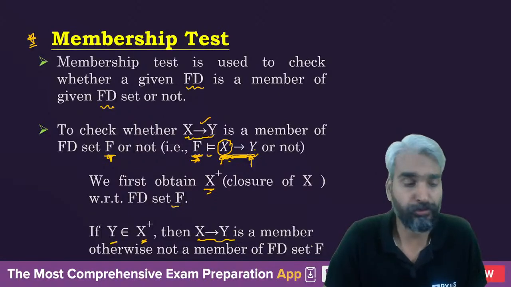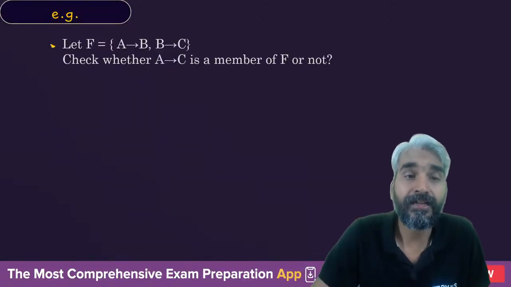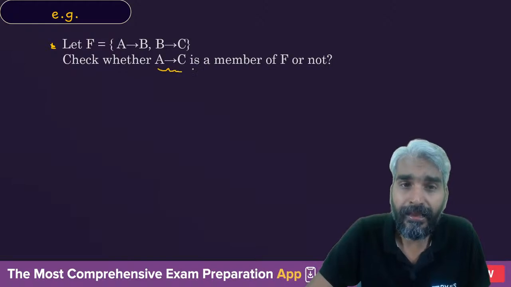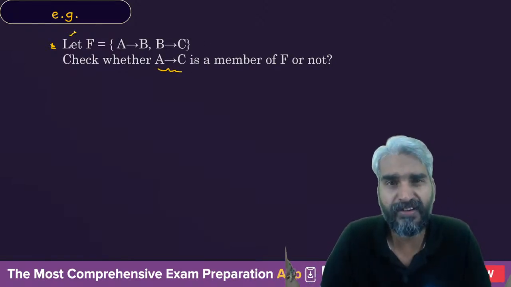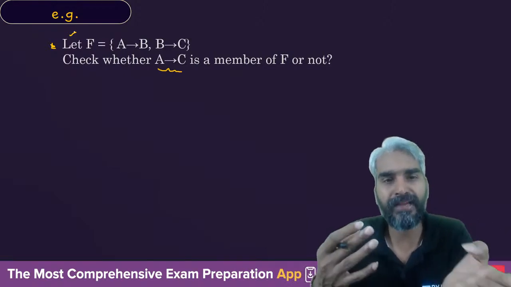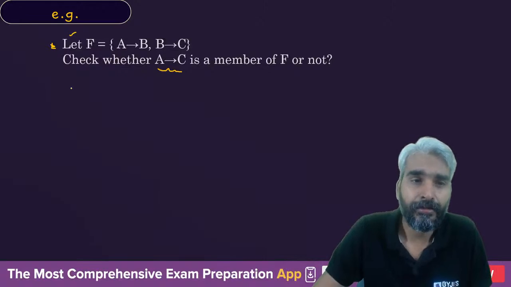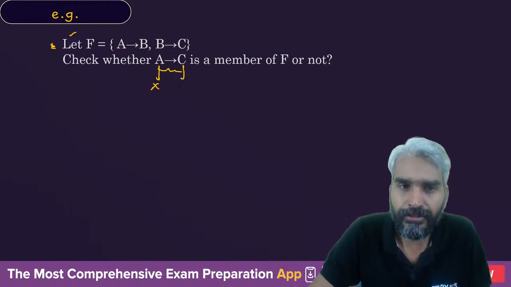Simple concept. So let's try to understand this with an example. Let's say the FD set is A implies B and B implies C. Check whether A implies C is a member of this FD set F or not. If you know the rule of transitivity, you directly know that A implies B and B implies C, therefore, by transitivity, A implies C. But let's check. So this is your X and this is your Y, right?